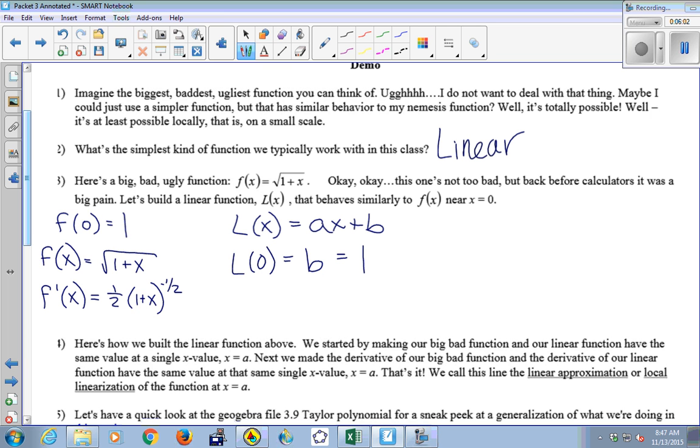Okay, and then what do I get if I put a 0, because x equals 0 is the value I'm interested in here. What happens if I put a 0 in there? What do you get?